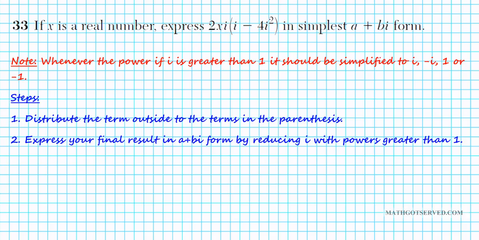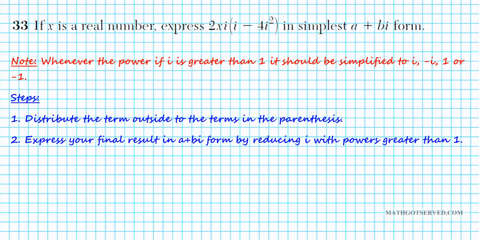All right, let's take a look at problem 33. If x is a real number, express 2xi times the quantity i minus 4i squared in simplest a plus bi form. Now, one thing you want to note is that whenever the power of i is greater than 1, that term should be simplified. It should be simplified either to i, negative i, 1, or negative 1.